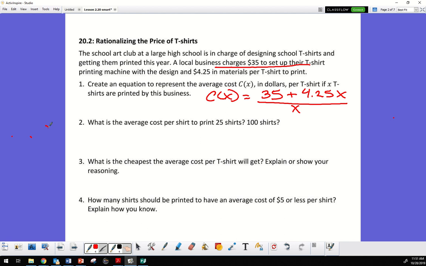So now that I have that, what is the average cost per shirt to print 25 shirts? So what am I going to do with that 25? Plug it in. Y'all got this thing on your calculator? It's called a calculator. So everyone should be calculating with their calculator that I know that they have.